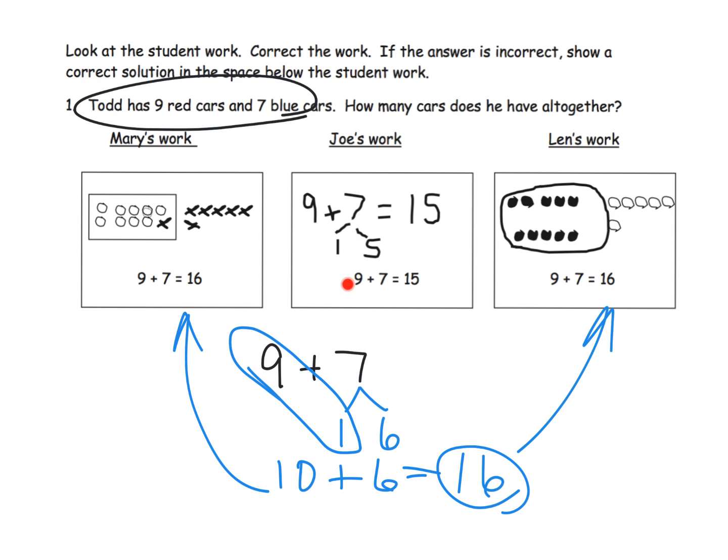This tells me that Joe, he goofed up. Now, how did he goof up? Well, my decomposition of 7 is 1 plus 6, but his decomposition of 7 is 1 plus 5.